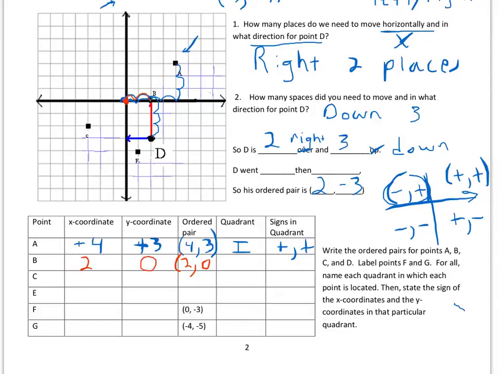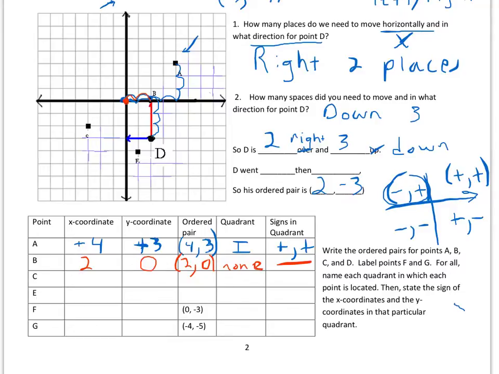What quadrant is this in? Well, when it's on an axis, and this is a really important key point, we basically say that it's in none. It's not in a quadrant if it's on the axis. So there are no signs for this one either. So I'm just going to cross that out.